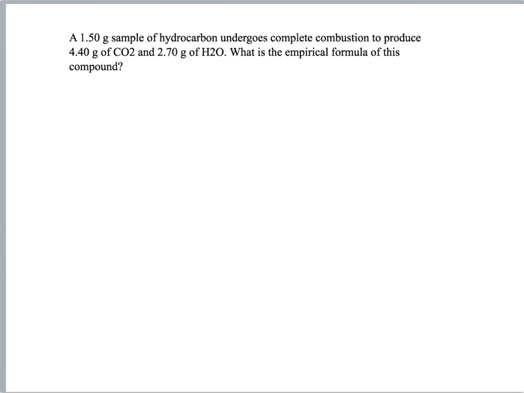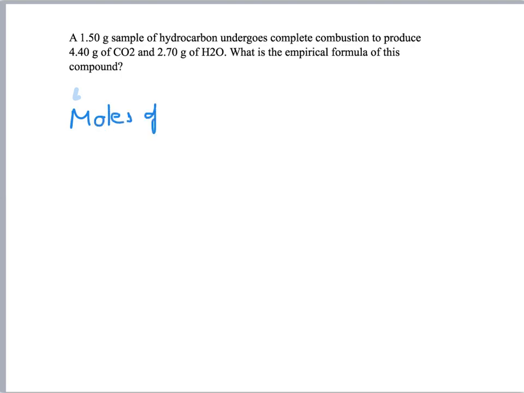Now, we need to know it is a hydrocarbon, therefore it contains only hydrogen and carbon. It tells me they have burnt, in lots of oxygen, 1.5 grams of my sample, and I have produced 4.4 grams of carbon dioxide and 2.7 grams of water. So the first thing we need to do is work out the moles of carbon dioxide. So let's give that a go.